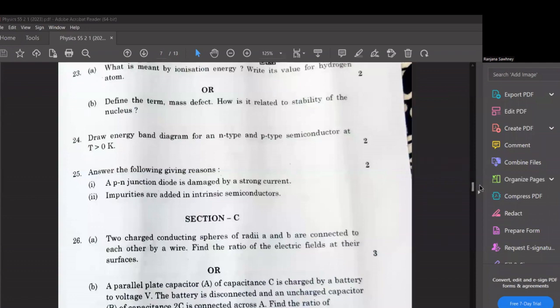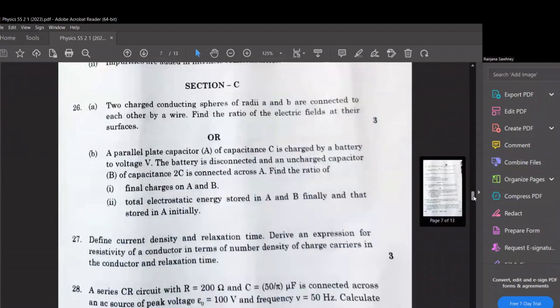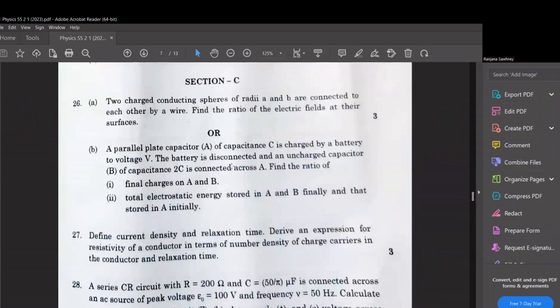Next is section C. In section C, the questions are 3 marks each. Question number 26, A part. Two charged conducting spheres of radii A and B are connected to each other by a wire. Find the ratio of the electric fields.